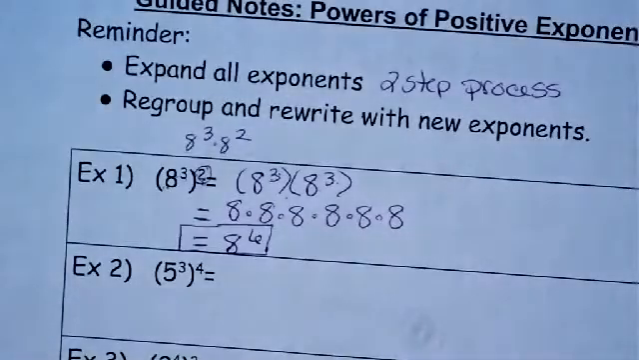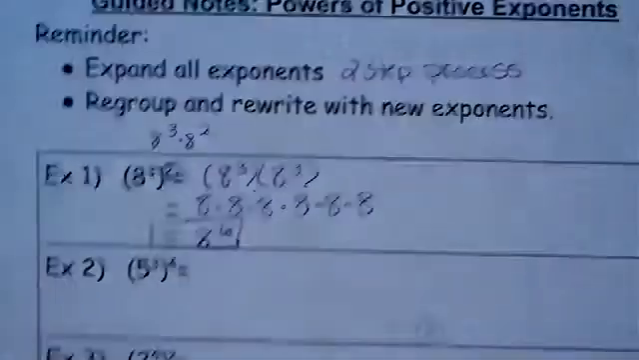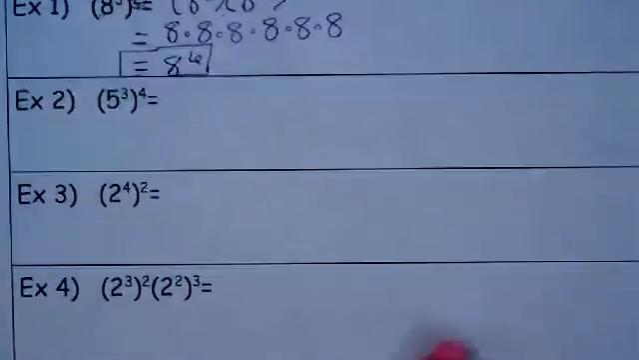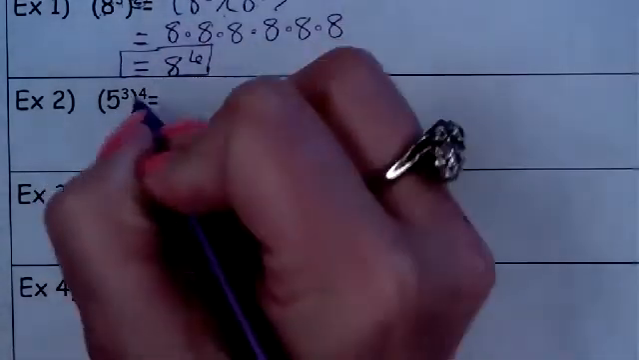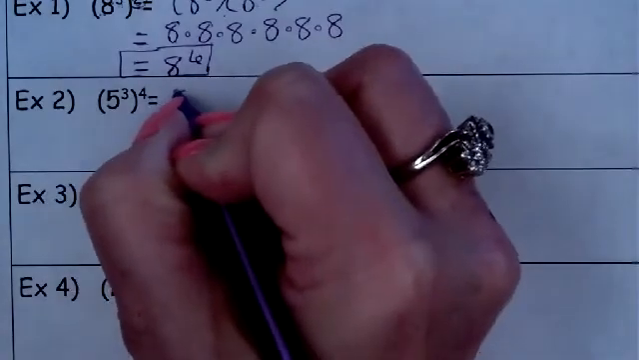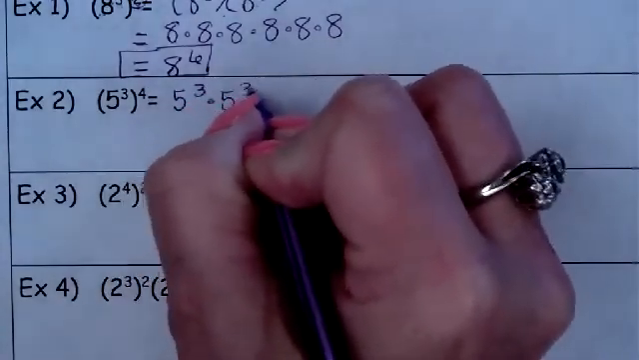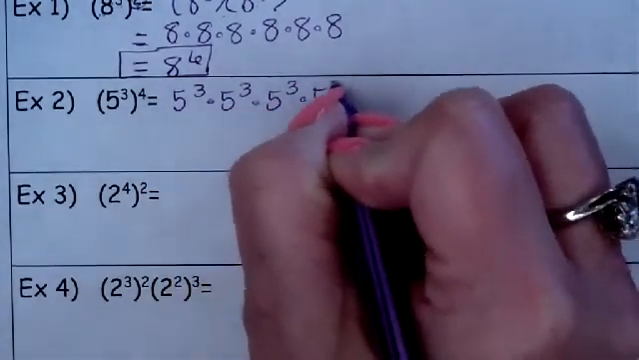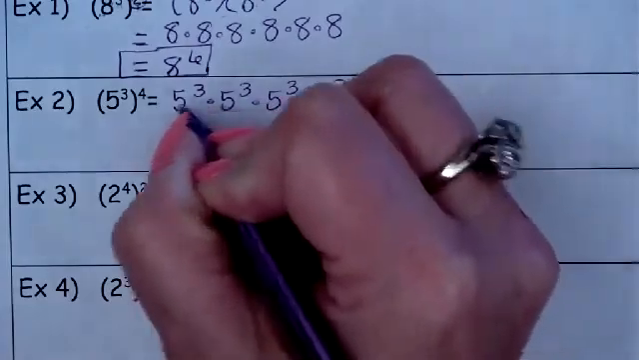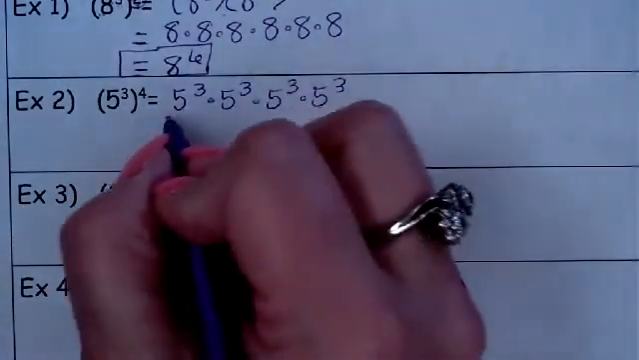Okay, now after you copy that down, let's go to number 2. Number 2 says 5 to the third to the 4th power. This 4 outside the parentheses says I'm going to have 5 to the third times 5 to the third times 5 to the third times 5 to the third. 1, 2, 3, 4, because of the 4 exponent. Okay, now I'm going to expand it.